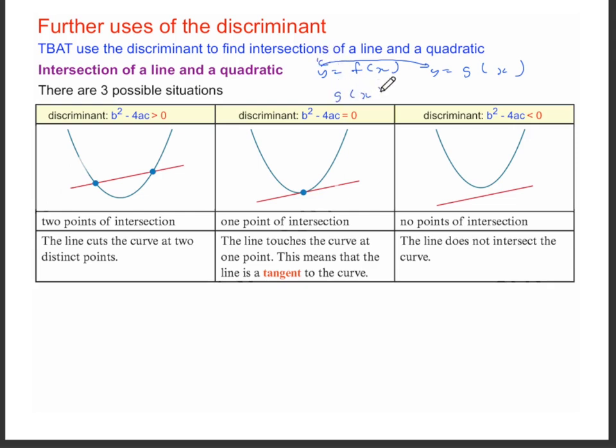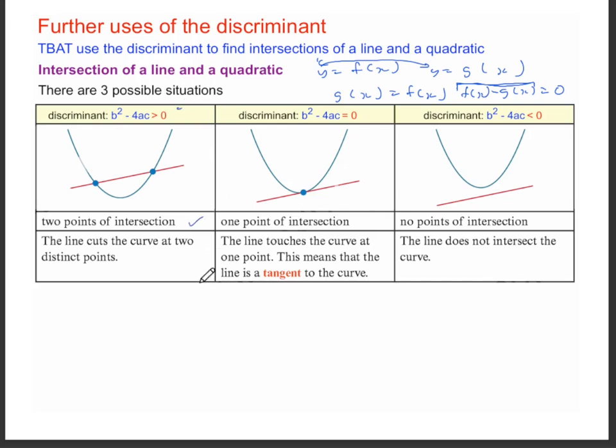G of x equals f of x, and as per what we've done before, we would first equate this to 0. So f of x minus g of x equals 0. Then on whatever we have on the left, we could apply b squared minus 4ac and make it greater than, equal to, or less than 0, depending on what the question is telling us. So if it gives us a hint that you want 2 points of intersection, then you're going to make b squared minus 4ac greater than 0.